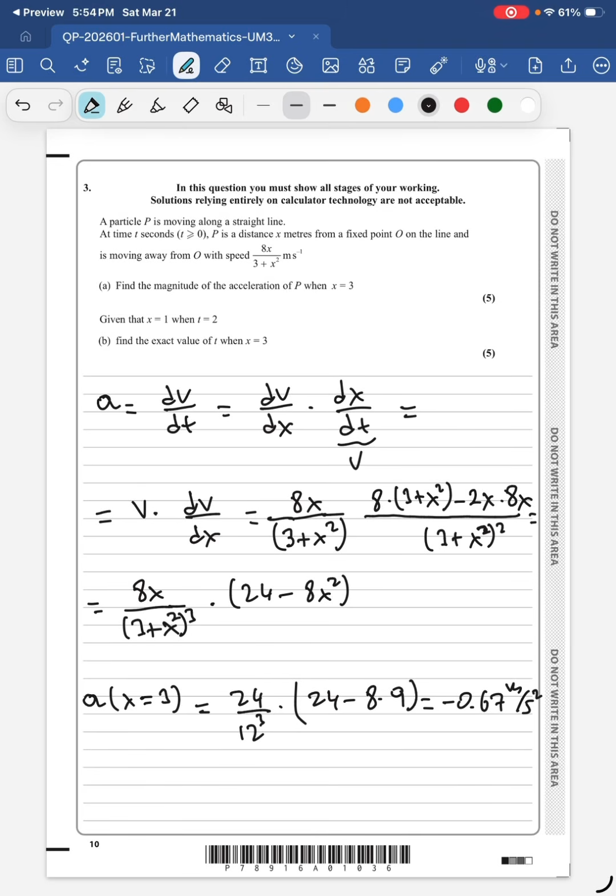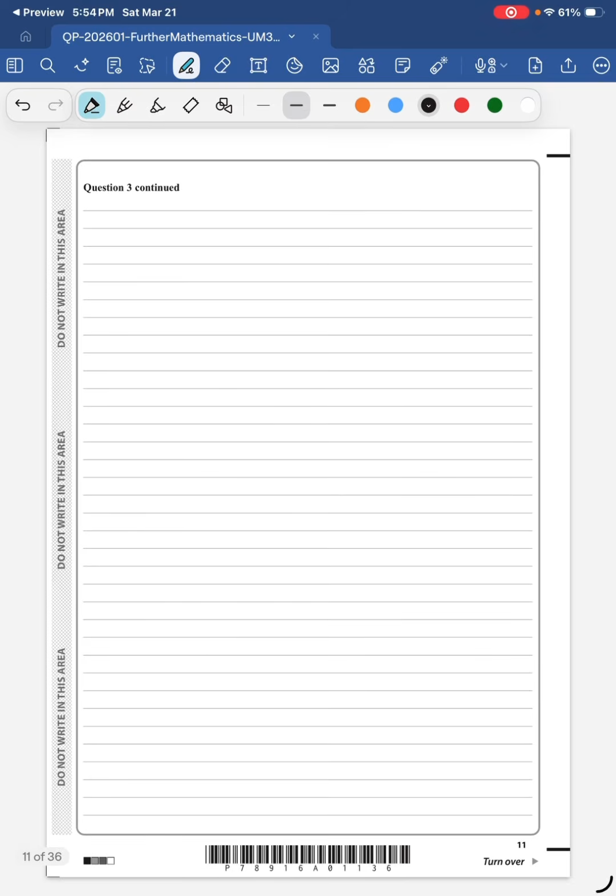Now, part B. Given that x is 1 when t is equal to 2, find the exact value of t when x is 3. This was also a little bit complicated. We can start from v is equal to 8x over 3 plus x squared. So dx over dt is 8x over 3 plus x squared.